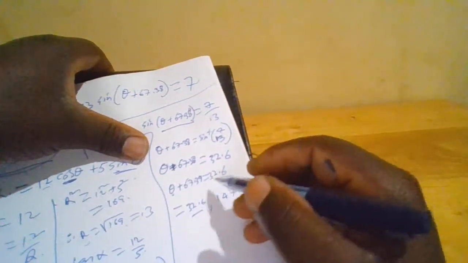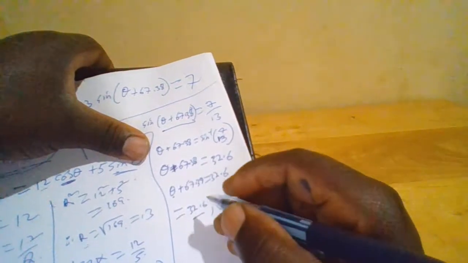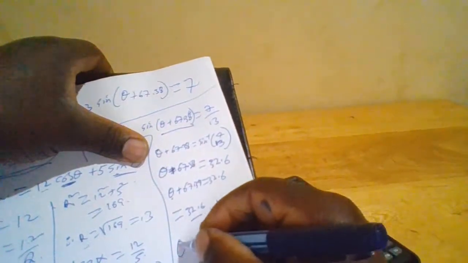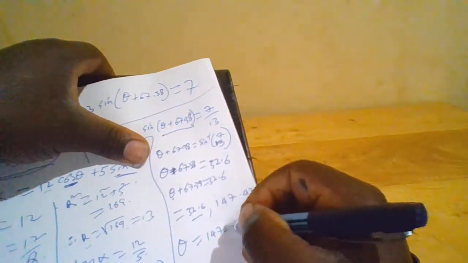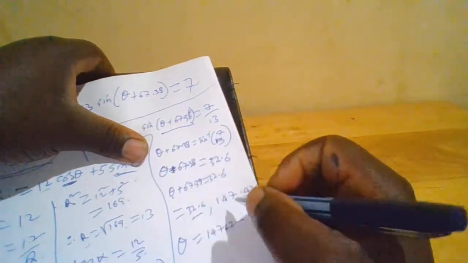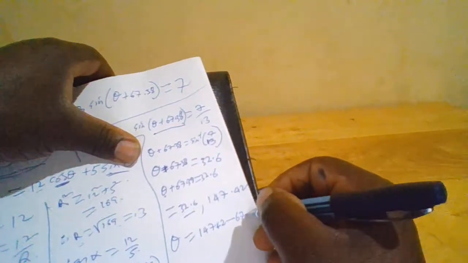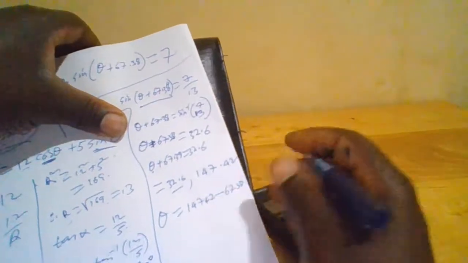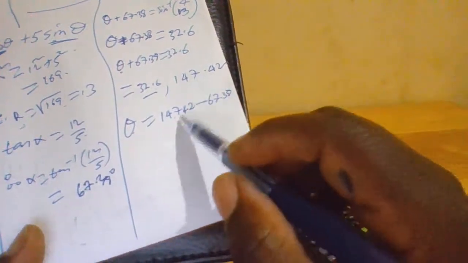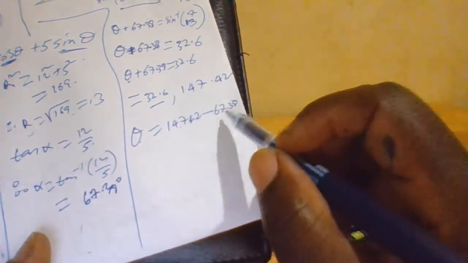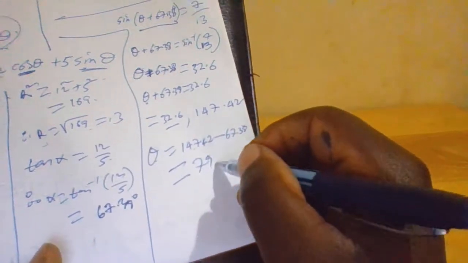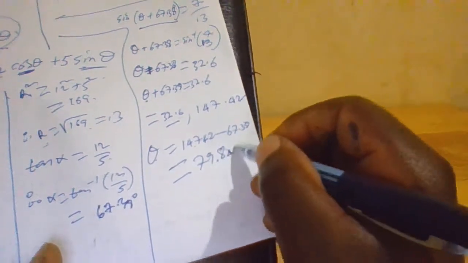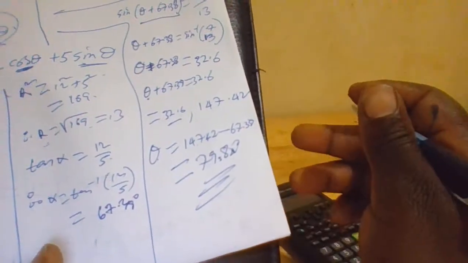But then what will be the angle theta? Angle theta now will be equal to 147.42 minus 67.38, which equals 79.84 degrees. Thank you for watching.